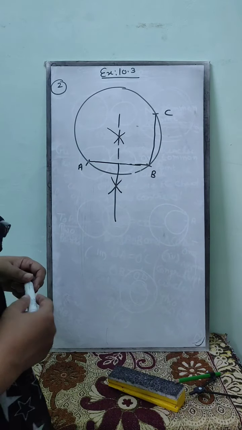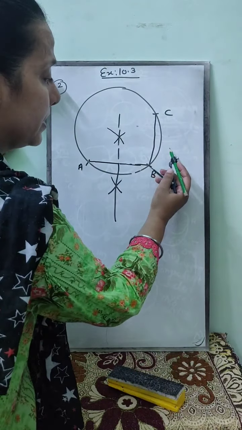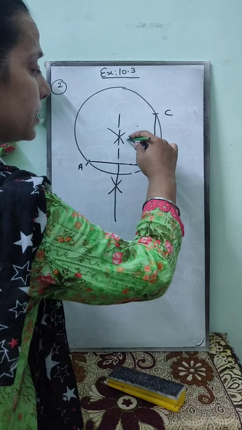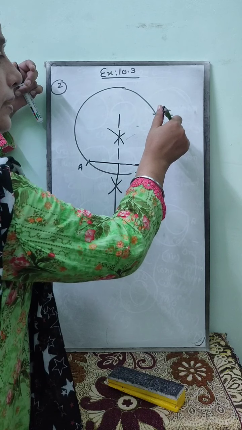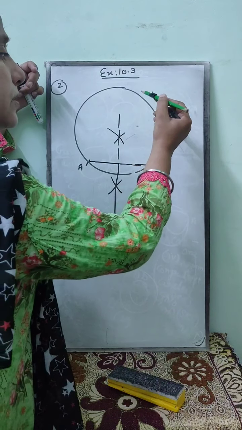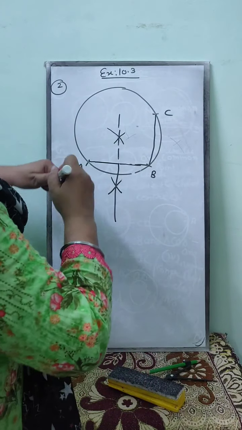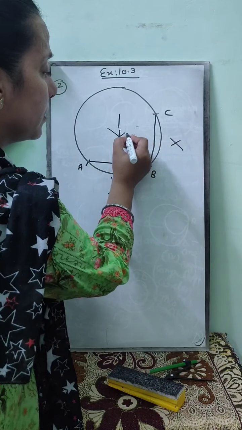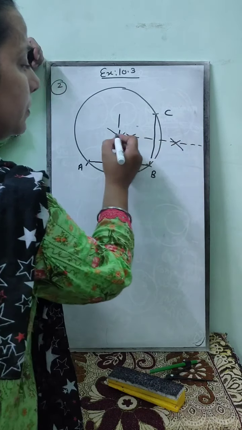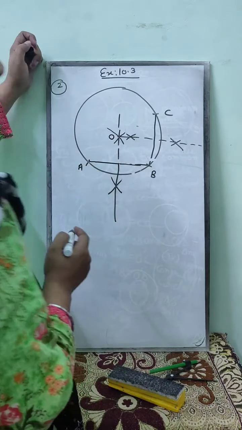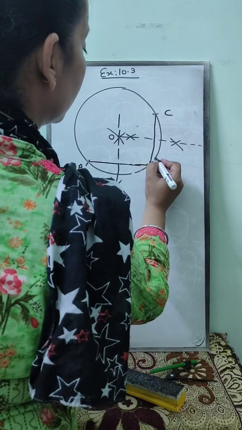Then you will draw the bisector of BC. Again use your compass, open it more than half of BC and then put your compass on C and cut these two arcs. So these two bisectors will meet at one point. This point will be the center of your circle.